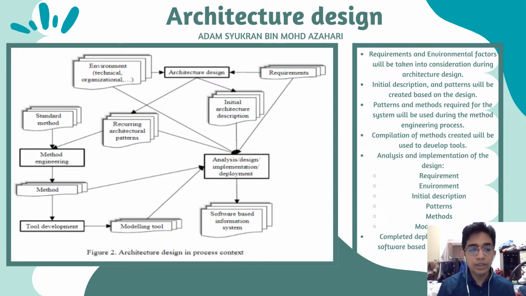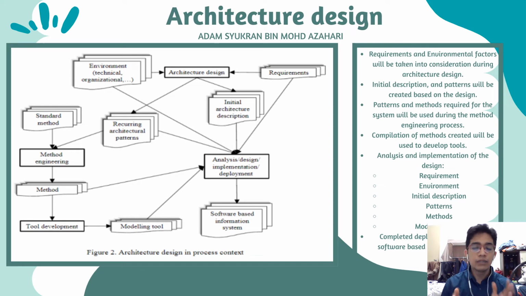Next is regarding standard method. These are the different operations or functions that can exist within the system. We can see that the standard method goes through method engineering, and after this engineering, it will create the different functions and methods in the system. These methods will also be taken into consideration in the implementation process, but will also be used to create the different tools that can exist within the system. These tools can then be used to create a modeling tool, which can also be used in the implementation process.